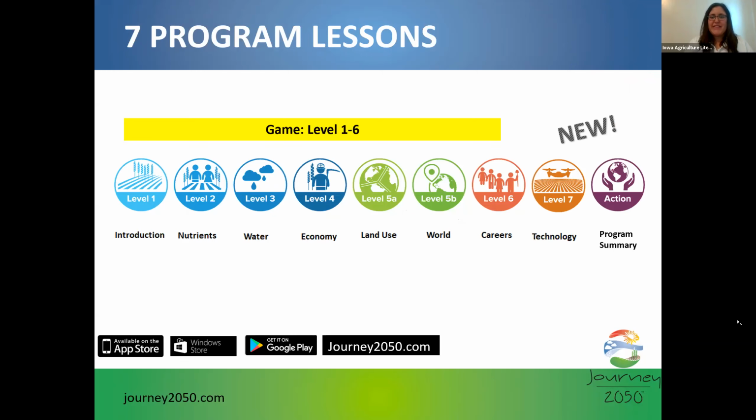So here's how the program is laid out. Levels 1 through 6 all have games associated with them. Level 1 is an introduction. Level 2 focuses on nutrients. Level 3, water. Level 4, economics. Level 5 is land use and geography aspects, and there are 2 different games that you can choose to do, both or just one or the other. And then level 6 is careers.